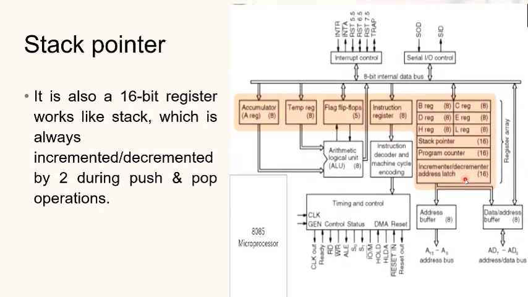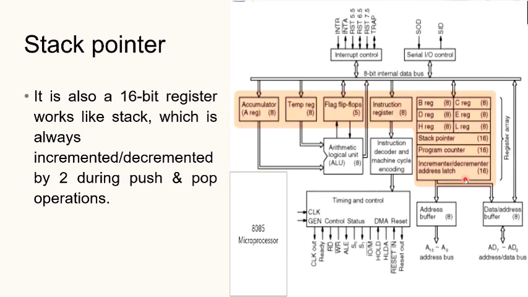Okay. Now this is stack pointer. It is a 16-bit register. Works like a stack, which is allowed to be incremented, decremented by 2. Okay. It is incremented and decremented when we are working with push and pop operations. You are able to see here, right? Stack pointer. Everyone knows, right? What is stack? Last in, first out. So that's why the stack pointer always points to the top of the stack. Okay. That's why we are calling it a stack pointer.